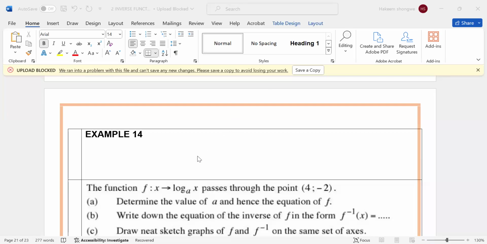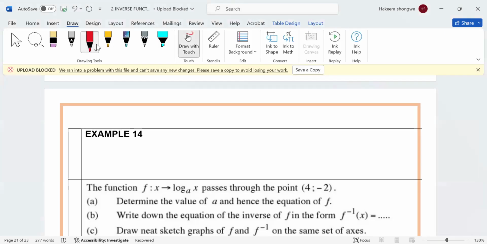Okay, we are given f of x. F of x is given as the log base a of x. And then they say this function passes through the point (4, -2). So what are we going to do for number A?